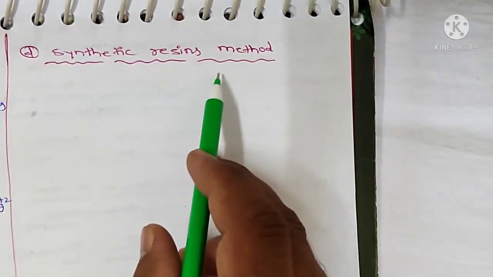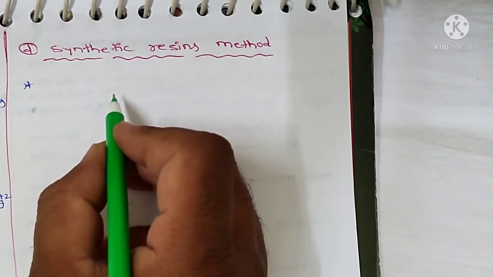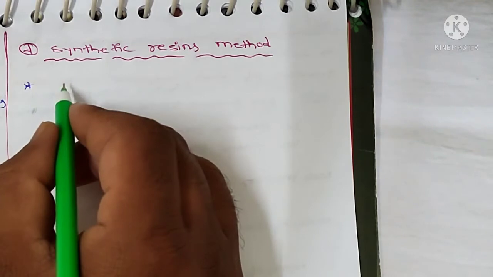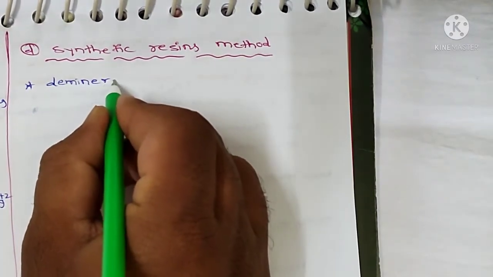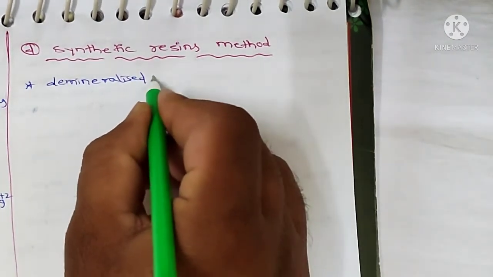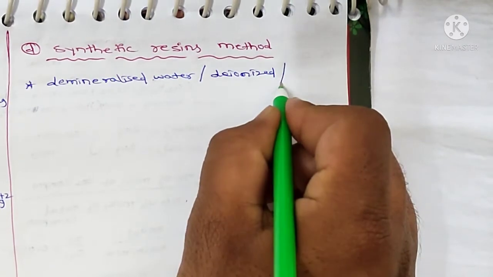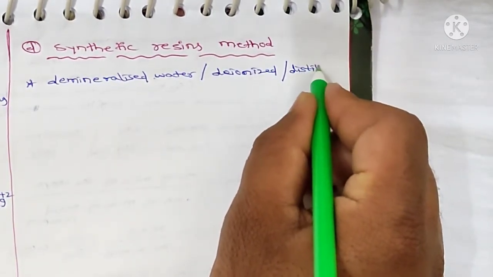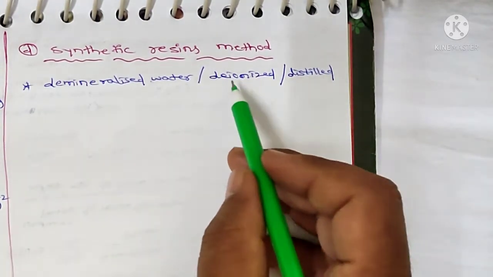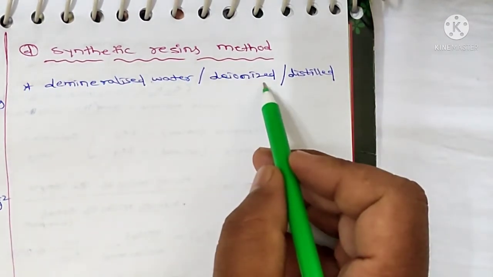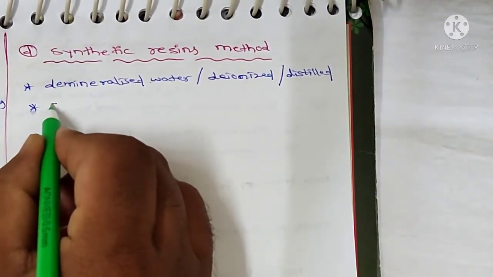Next, fourth one, synthetic resins method. This synthetic resins method removes all types of cations and anions present in the hard water, and the resulting water is called demineralized water or deionized water or distilled water. So in this synthetic resins method, the hard water is converted into soft water. So that soft water is called demineralized water or deionized water or distilled water. And this method is superior to the zeolite.